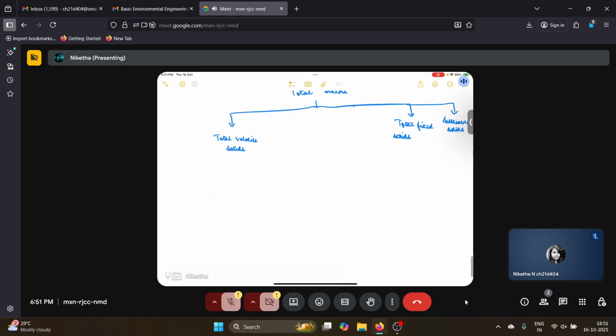The total volatile solids can be subclassified into volatile dissolved and volatile suspended solids. And the total fixed solids can be classified into dissolved and suspended.